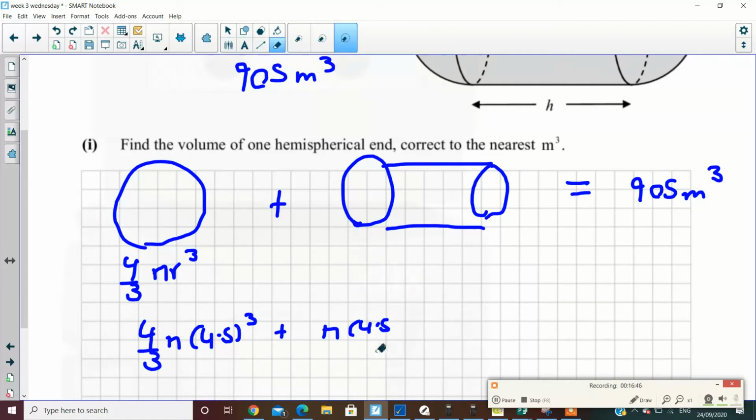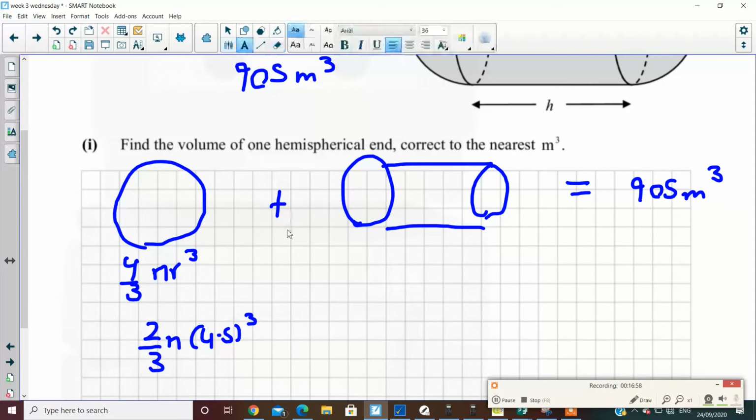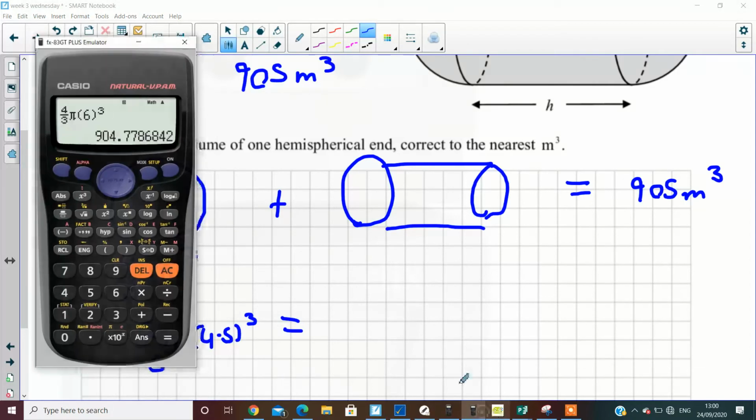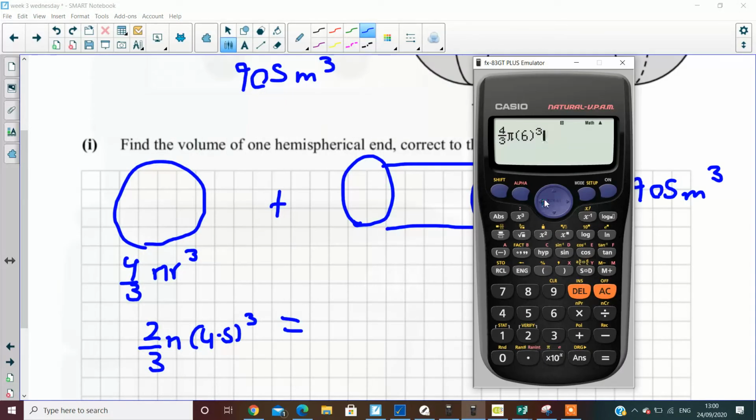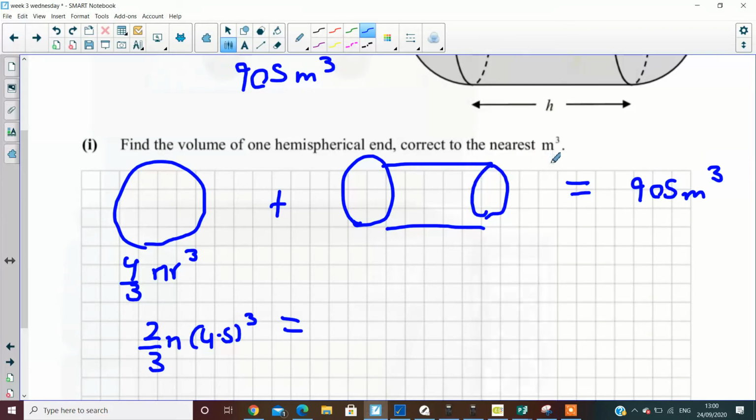Sorry, I'm jumping the gun here. I'm actually doing the next question already. So in that case, we actually do have to use 2 over 3 pi 4.5 cubed. My fault. You could divide the answer by 2 at the end if you want. So what do we get? Let's change that into 2 over 3, and then change that into 4.5. And what you said was 191, yeah? Okay, grand.